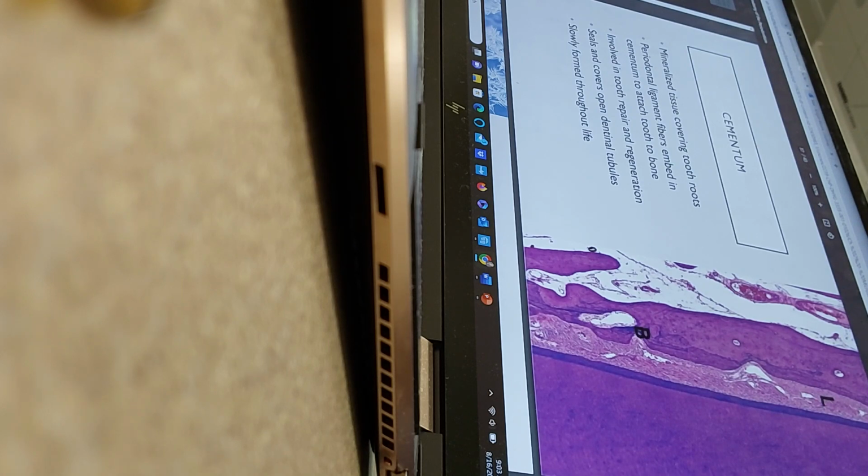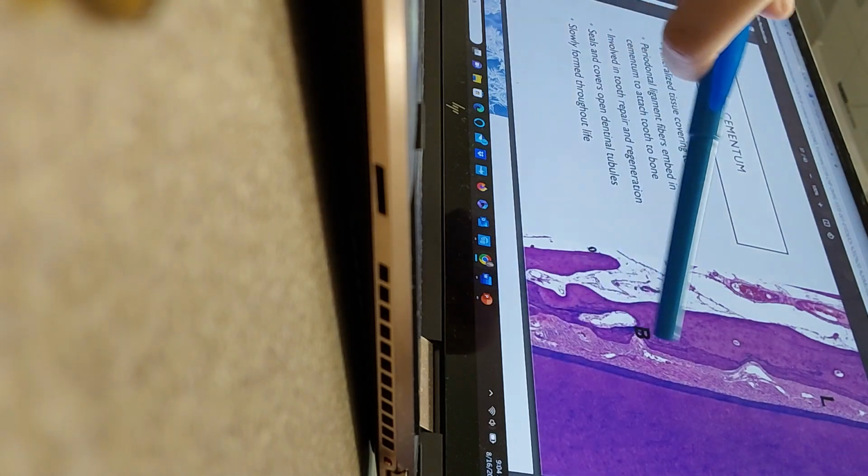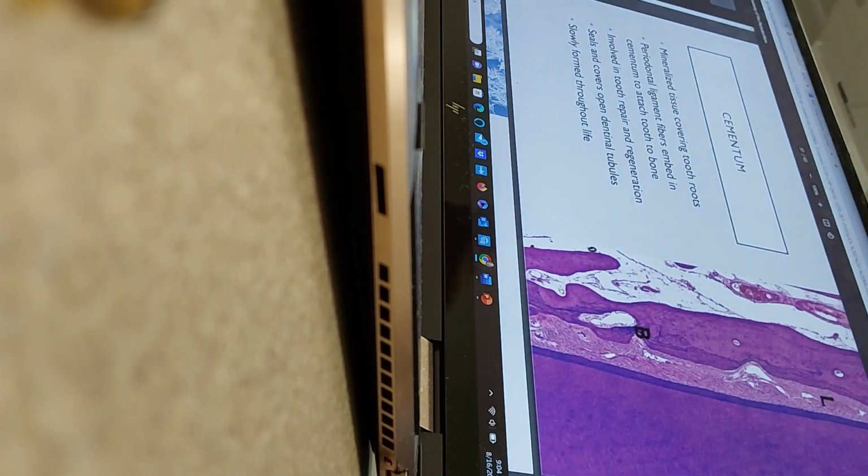The PDL, yes, okay? This is a thin blue line, and the PDL is attaching the cementum to the alveolar bone. This is bone. This is a histological picture. It looks crazy. It's not what you're used to because it's stained, right? So the blue line is cementum. This is the PDL right next to it. And you can't see the Sharpey's fibers here, but there are Sharpey's fibers embedding the PDL into the cementum and into the bone.